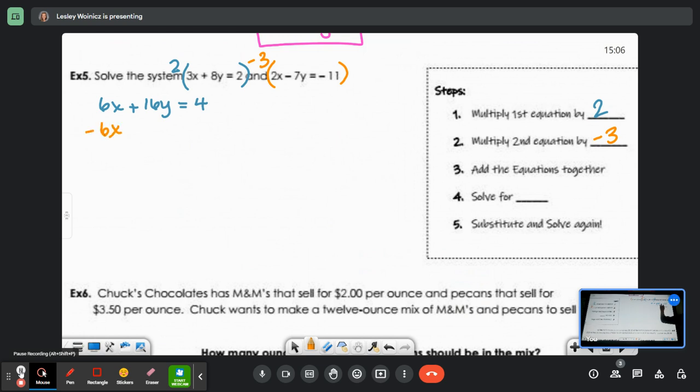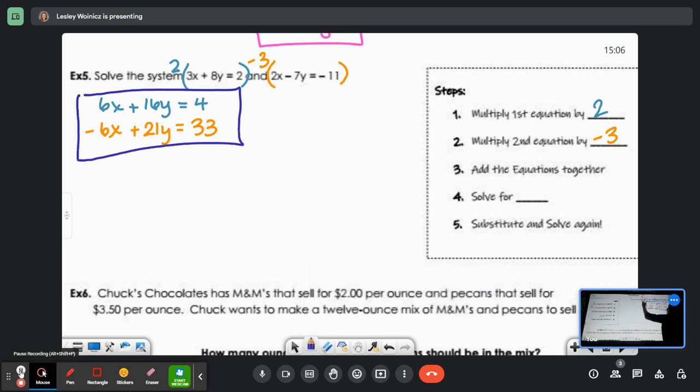Negative 6x positive 21y equals positive 33. Okay, now we're ready to add. Okay, my x's go away. They are eliminated by the elimination method. 16y and 21y make 37y. And I get 37 on the other side too. So what's y?